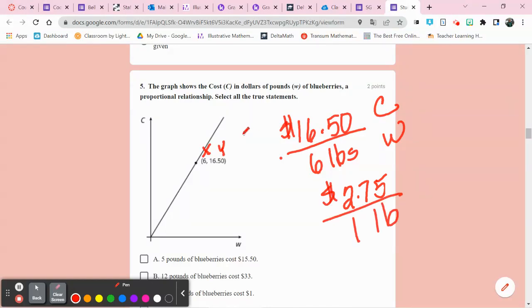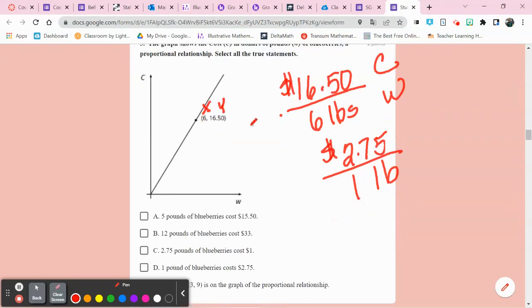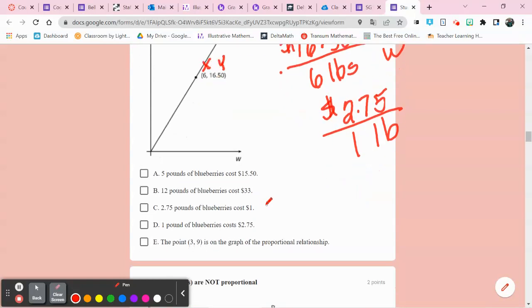Because now we can check all the answers to see which ones are correct. 5 pounds of blueberries cost $15.50. So what we do is we multiply 5 times 2.75 to see if we get $15.50, which we don't. Now we move on to 12 pounds of blueberries. To see if they cost $33, we do 12 times 2.75. And I do. I get 33 bucks. So that one would be on our graph.